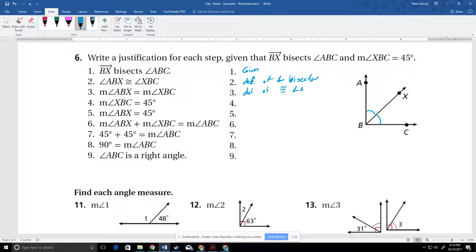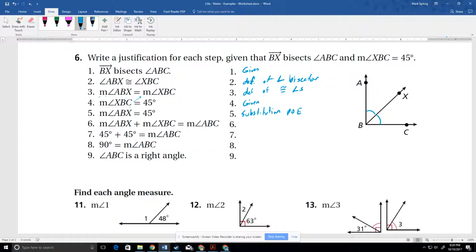And then we have 4. So XBC is 45. That actually is given. Not all givens are up top. We did use a given and then work with it, but this one was just up top. And in this case, what we basically did is replace XBC here with ABX here because it's equal to XBC, right? So because those are the same, I just sort of replaced it. Replacing is substitution. So substitution, property of equality.